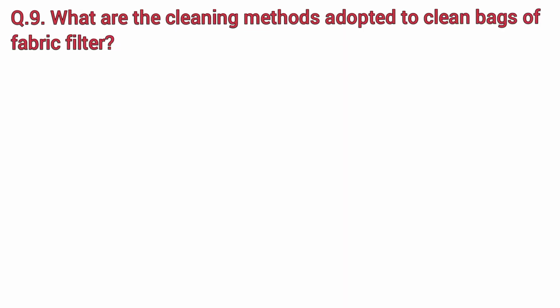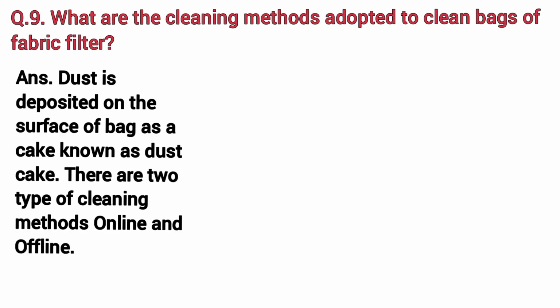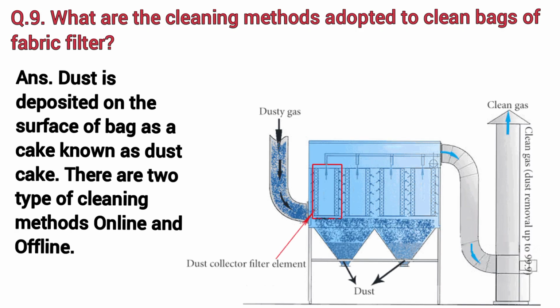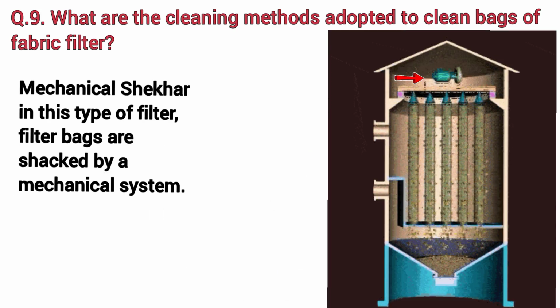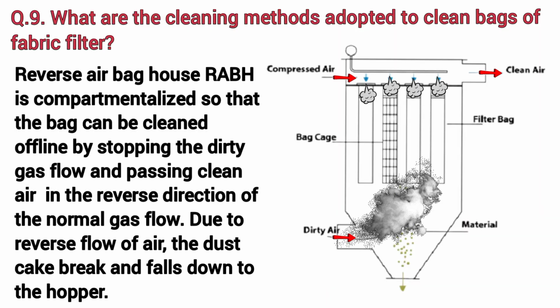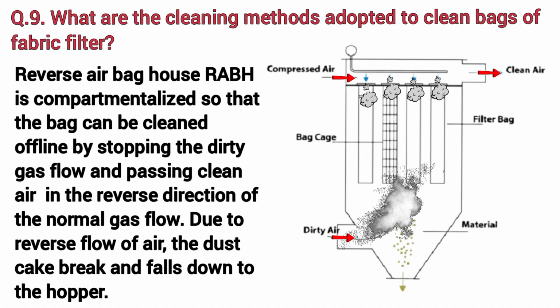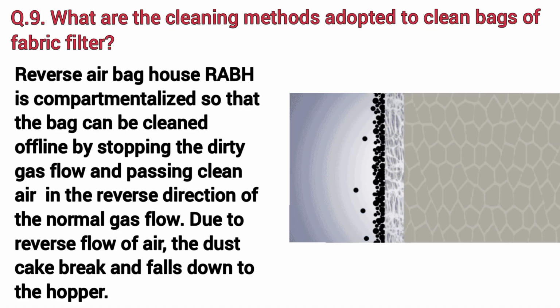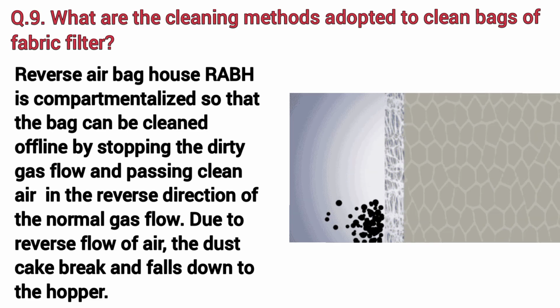What are the cleaning methods adopted to clean bags of fabric filter? Dust is deposited on the surface of bag as a cake known as dust cake. There are two types of cleaning methods, online and offline. Mechanical shaker: in this type, filter bags are shaken by a mechanical system. Reverse air bag house, RABH, is compartmentalized so that the bag can be cleaned offline by stopping the dirty gas flow and passing clean air in the reverse direction of the normal gas flow. Due to reverse flow of air, the dust cake breaks and falls down to the hopper.